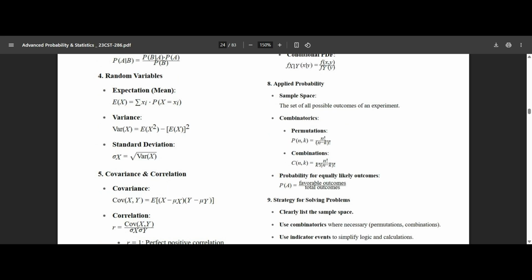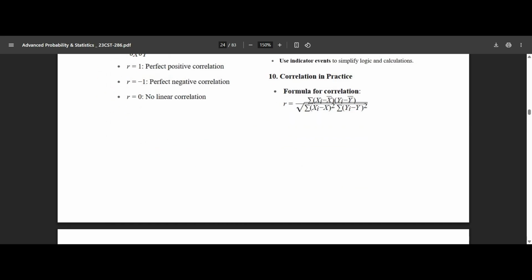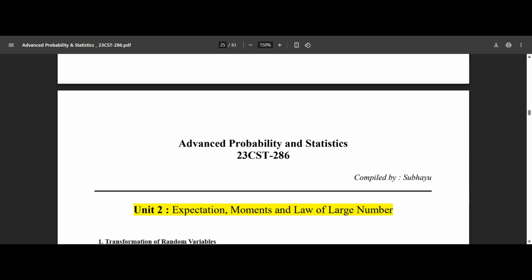Applied probability sample space क्या है? The set of all possible outcomes of an experiment. Combinatorics, permutations and combinations, इनकी भी idea रख लेना. And probability for equally likely outcomes is favorable outcomes by total outcomes. Okay, and correlation in practice का formula is summation of xi minus x bar into yi minus y bar whole divided by the square root over sigma xi minus x bar whole square into sigma of yi minus y bar whole square. So with that we come to the end of unit 1, random variables and probability distributions.